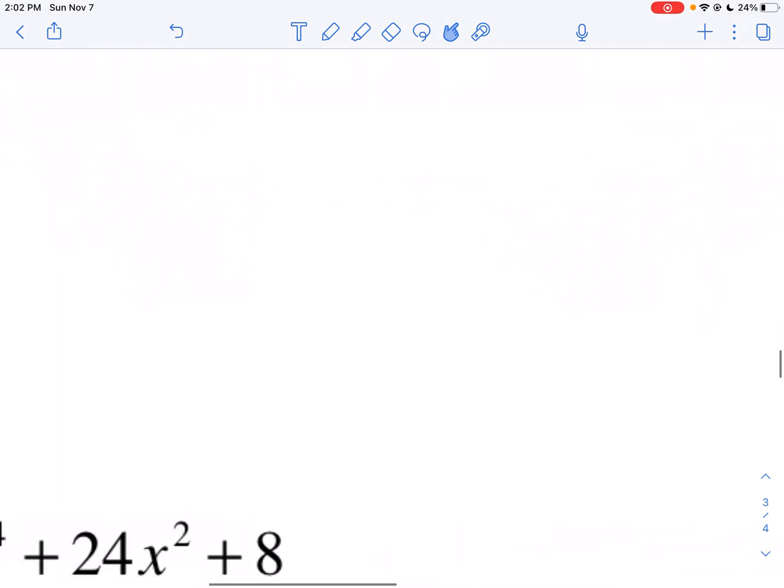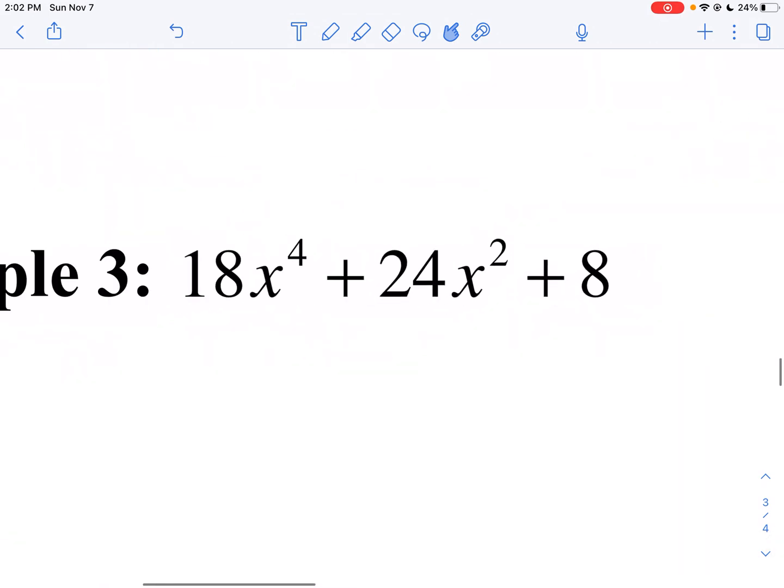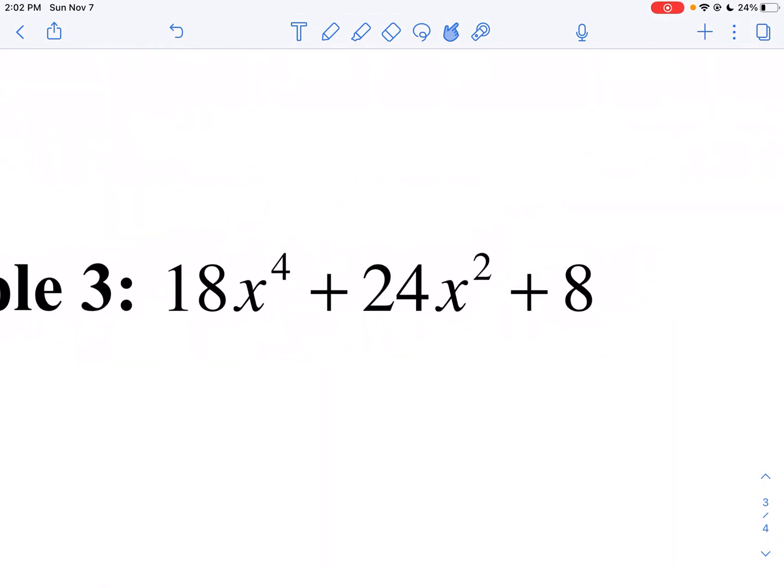Let's take a look at example 3. First thing I notice when I look at example 3: ooh, we've got bigger exponents this time, don't we? So that's going to change things around. First thing, though, always start: does anything go into all three of them? Well, I notice for 8 and 18, 2 goes into all of them, doesn't it? So we're going to factor out that 2.